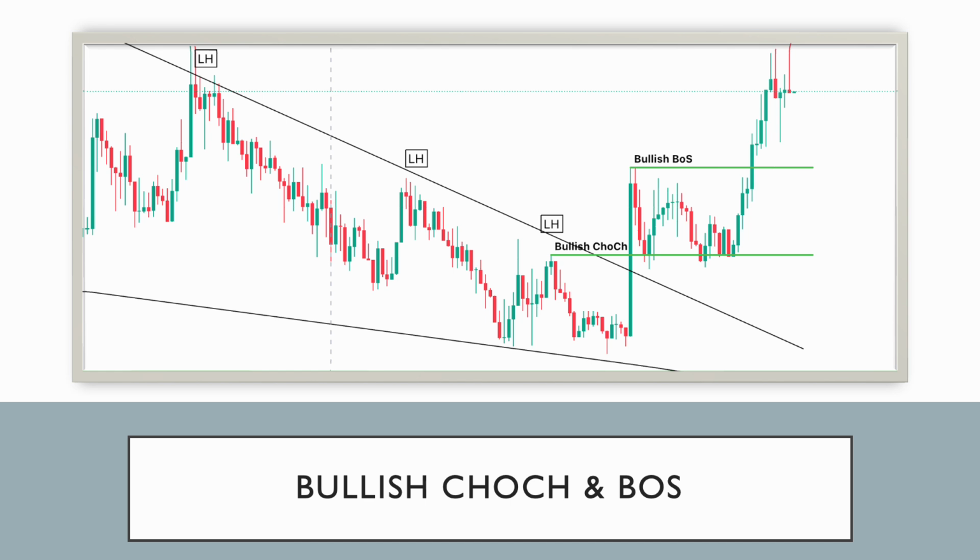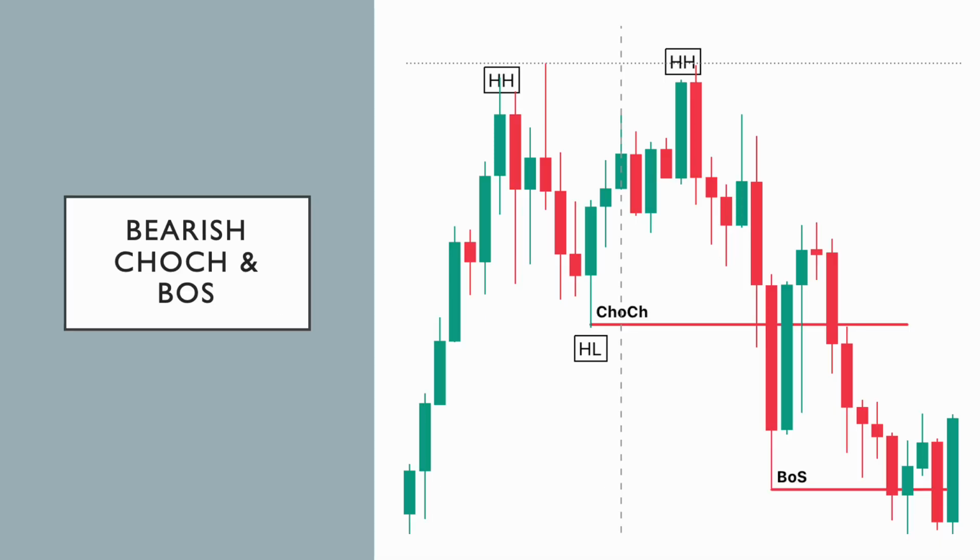Does it have to go on from here and keep making higher highs and higher lows? Certainly not. It is often that these moves fail, but that's just part of the business. When you follow the definitions, when you follow market structure, you have a higher chance of success, but you don't have a guarantee. Okay, final example, bearish change of character and break of structure.